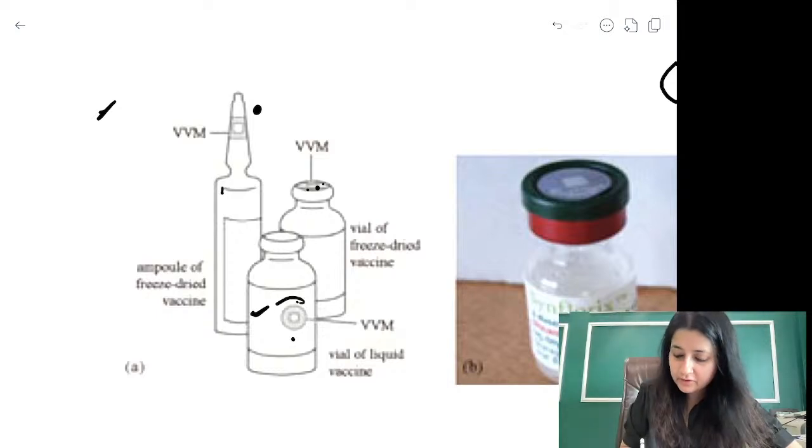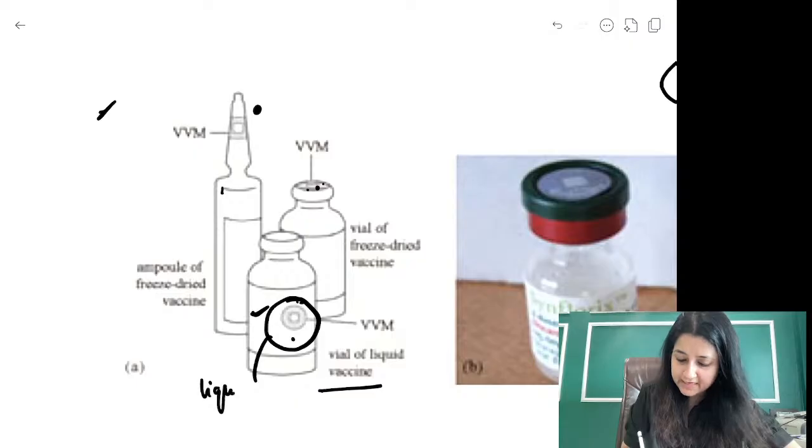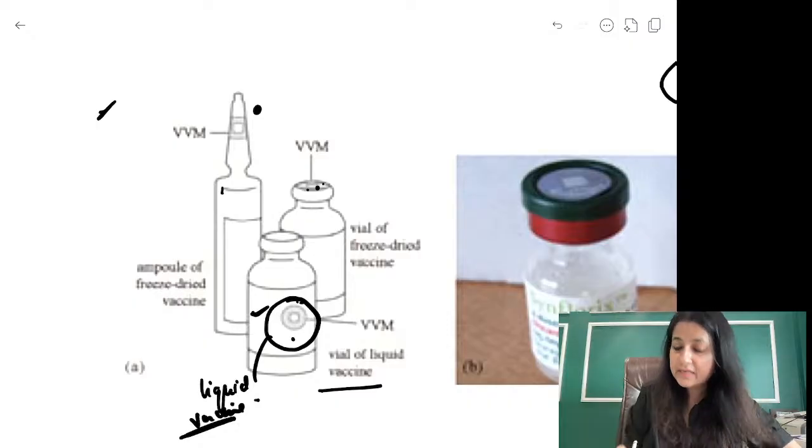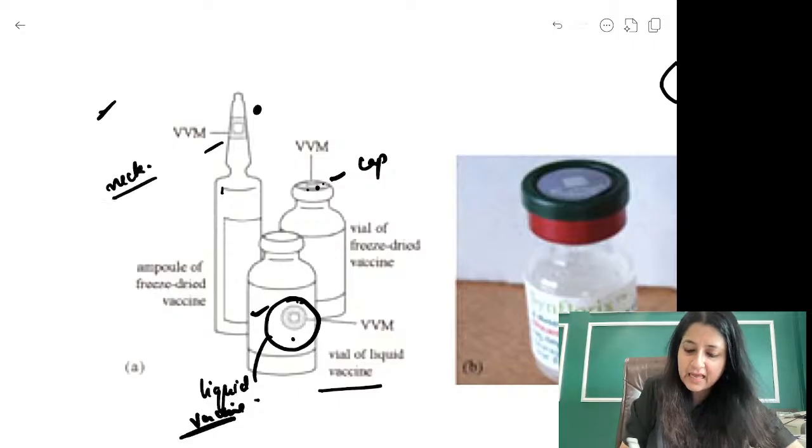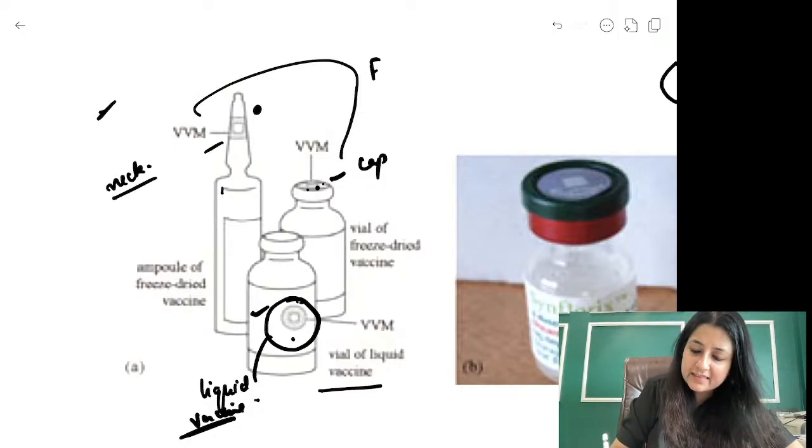If the VVM is on the body, guys, body indicates which one? Body indicates the liquid vaccine. Body indicates the liquid vaccines, all right? But if you see it on the cap, or I could say the neck of the ampule, if you see them there, what are these two vaccines, guys? These are the freeze-dried vaccines.